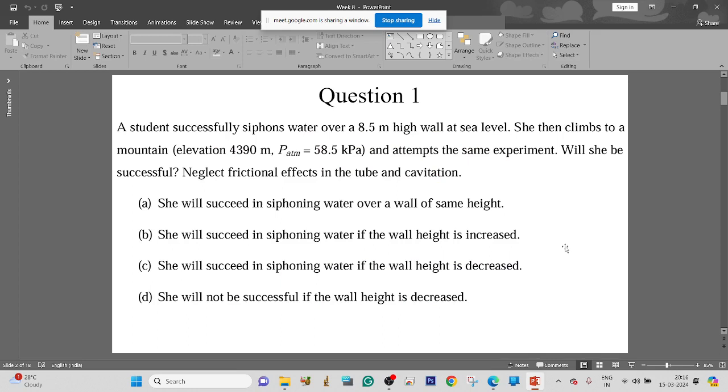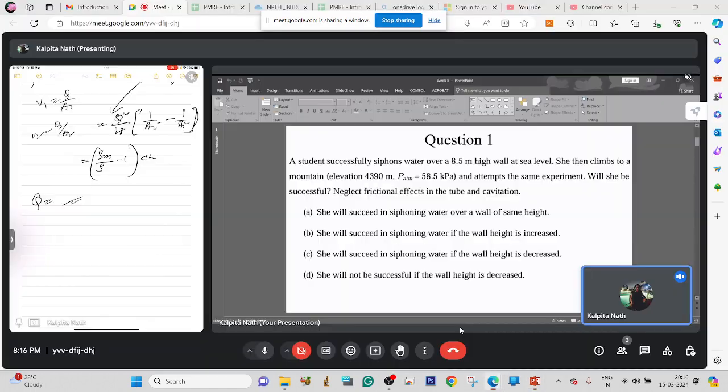A student successfully siphons water over an 8.5-meter high wall at sea level, and she then climbs a mountain at an elevation of 4390 meters, where atmospheric pressure is 58.5 kilopascal, and attempts the same experiment. Will she be successful? Neglect the frictional effects in the tube and cavitation. So what will be the option? I'll give you 2 minutes. You just think about it and then answer me.